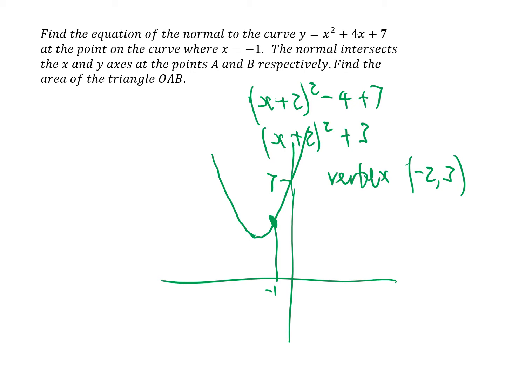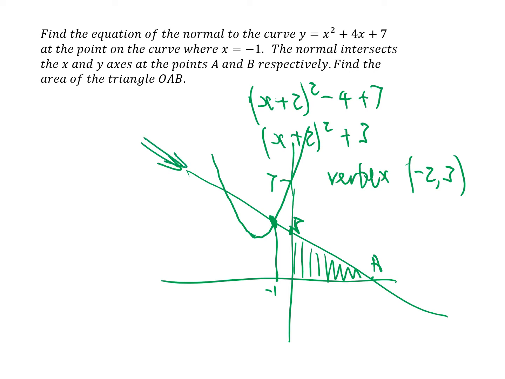And the normal, we're looking at the normal to that curve there, and that crosses at A and B. So I think that's A and that's B, and this is the triangle we're looking for. So we need to find the coordinates of the points A and B, which means we need to find the equation of this line here.